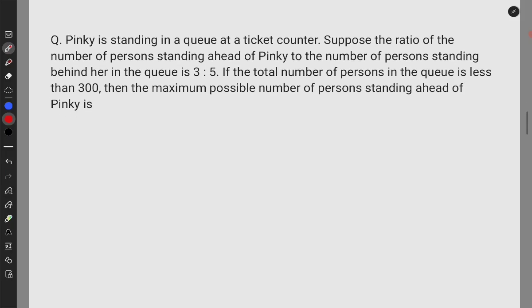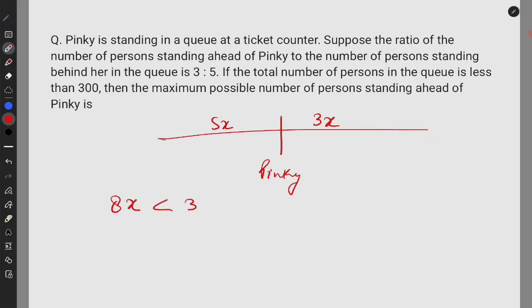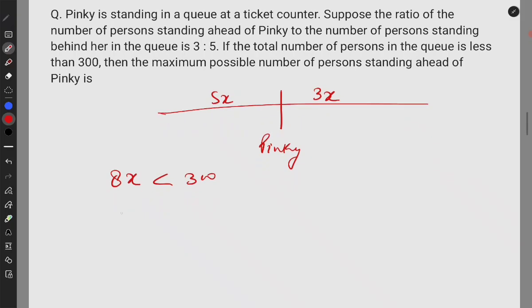Pinky is standing in a queue at a ticket counter. Suppose the ratio of the number of persons standing ahead of Pinky to the number of persons standing behind her in the queue is 3:5. Let's say 3x and 5x. If the total number of persons in the queue is less than 300, so 5x plus 3x, 8x is less than 300, then the possible number of persons standing ahead of Pinky.